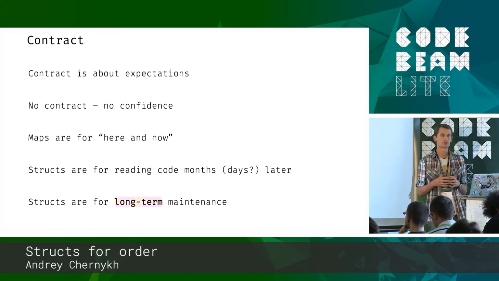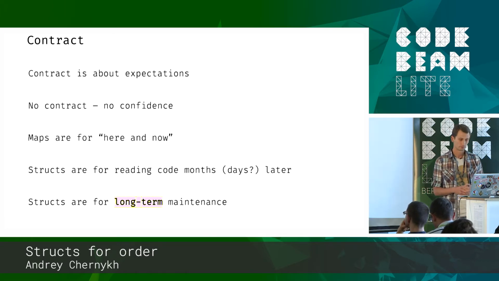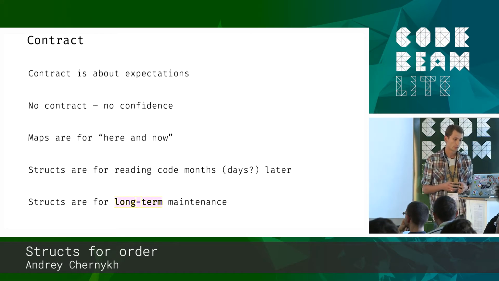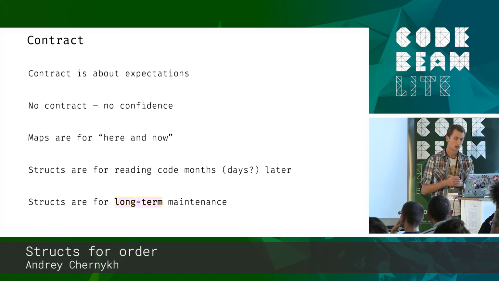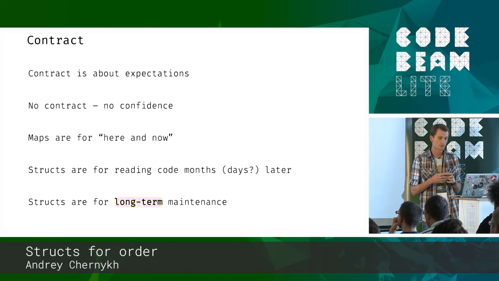If two parts of a project conform to the contract, let's say they use structs in their communication, we can be confident in the data that those parts share between each other. On the other hand, maps don't define any contract. Their contract exists here and now when we use pattern matching or something like this. This is why code based on structs is easier to maintain, read, and update in the future.